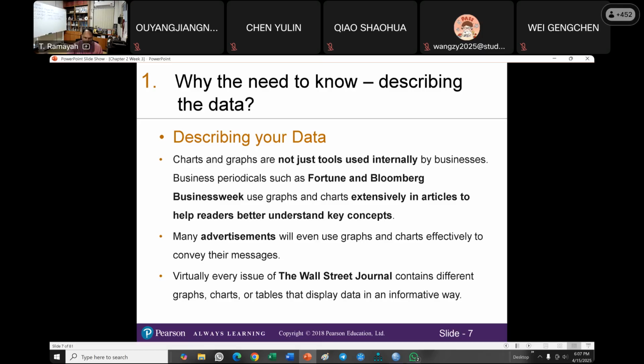Okay, if you see the magazine called the Wall Street Journal, they have lots of tables and display of data in different formats. So as a user of this information, you should be able to decipher the different kinds of visuals that is presented in these reports.